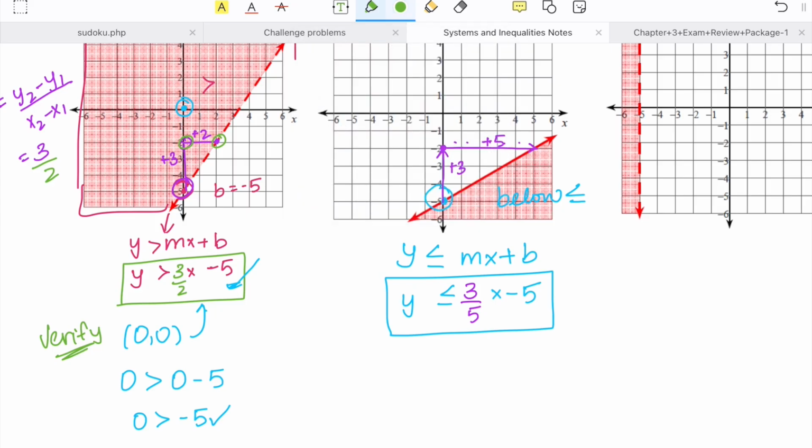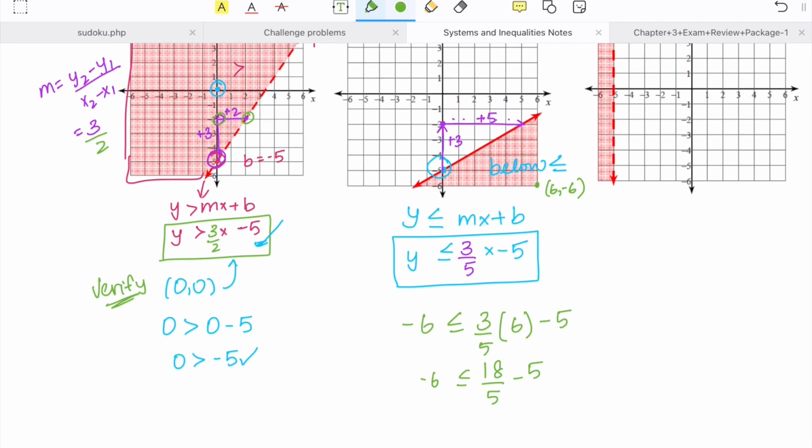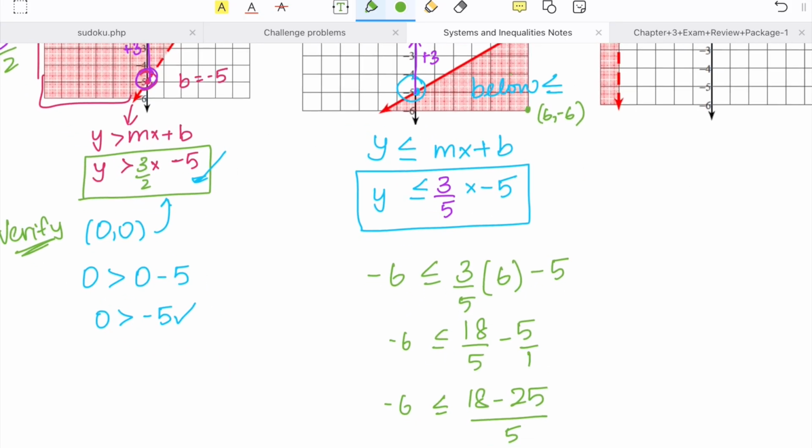Test point can be in the shaded region, so we can take, sure, 6 comma negative 6, right? So y will be negative 6 less than or equal to 3 over 5 times 6 minus 5. So 18 over 5 minus 5. And then you have 18 minus 25 over 5. I just made this a least common denominator and stuff. So negative 6 is less than or equal to 18 minus 25 is?